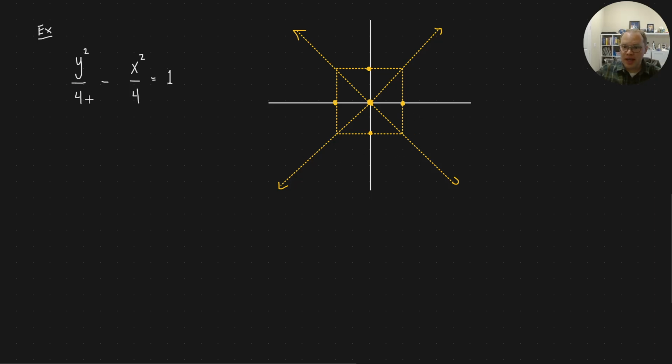And now in this case, the y is positive. Because the y is positive, I'm going to open up and down. Okay, so these are my vertices. And then just draw out from the vertices, hugging your asymptotes.